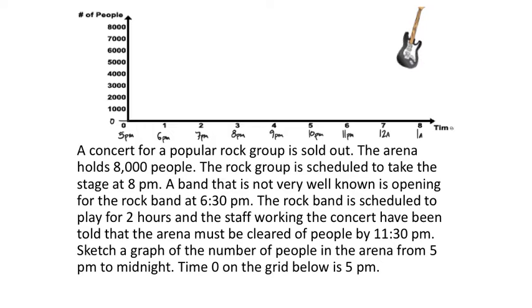All right, now that we have that set up, we know that the y-axis is number of people, and the x-axis is time, which in this case is actual time. You could say in hours, that's fine. But notice that the arena holds 8,000 people, okay? So that's the maximum capacity of the building. But the rock group is scheduled to take the stage at 8 p.m. So we've already got 8 p.m. right there labeled. And so I'm going to go in here and say this is when the actual rock band is going to take the stage, okay?